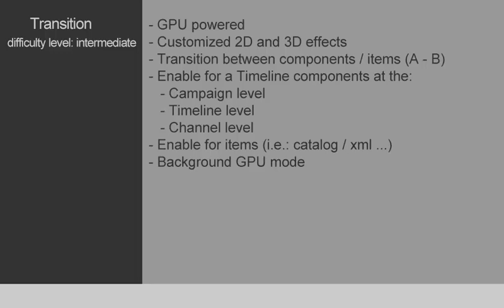I'll also demonstrate how to enable the transitions at different levels of the presentation, such as campaign, timeline, and channel, and how each particular level will inherit from the level above it. And also we'll cover transitions between items, such as catalog and the XML player. And also we'll talk about the background GPU, which enables you to take a snapshot of your background and incorporate that into your transition as well.